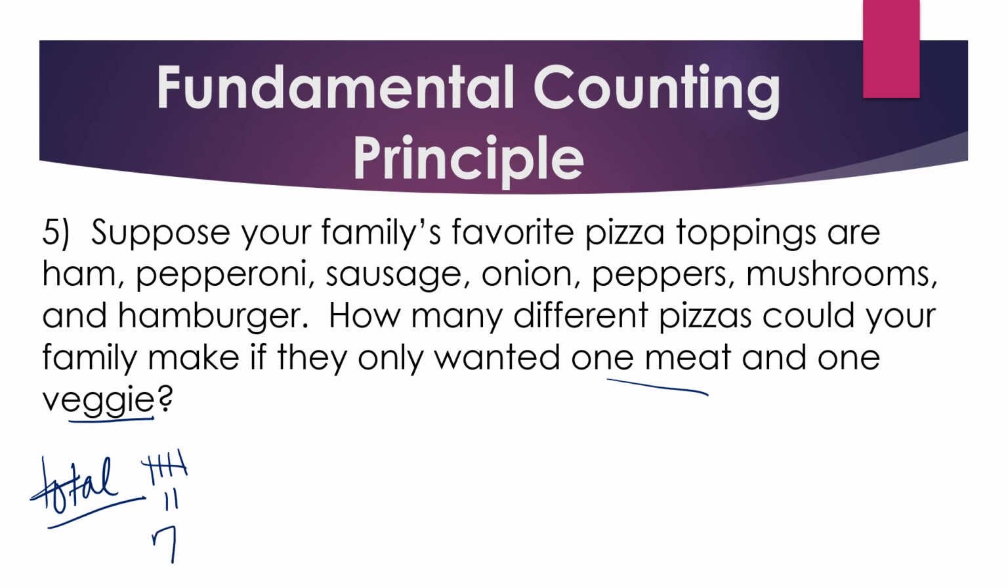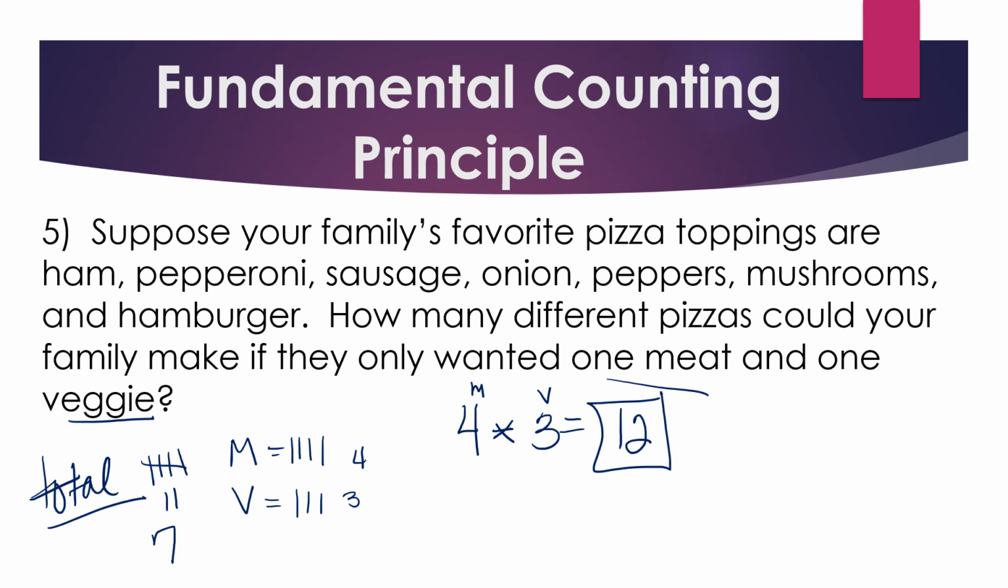Now let's differentiate between the meat and the veggie. So for meat, we have ham, pepperoni, sausage, and hamburger. So that means we've got 3 veggies: the onions, the peppers, and the mushrooms, 3 and 4. So if I'm only choosing 1 from each of those, just like we only chose 1 pair of pants and 1 shirt for the last example, I've got 4 choices for a meat and 3 choices for a veggie. So I have a total of 12 different pizzas that we could create if we're only choosing 1 of each topping.